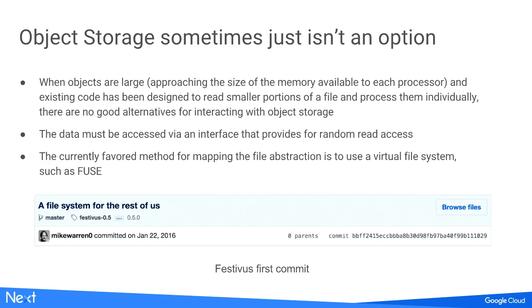So what you really want to do is actually put a virtual file system on top of the object store. And the Linux operating system has supported that for a long time through the virtual file system that they call FUSE. And here you can see the first commit in Festivus was January 22, 2016, so it's just a bit over a year old.